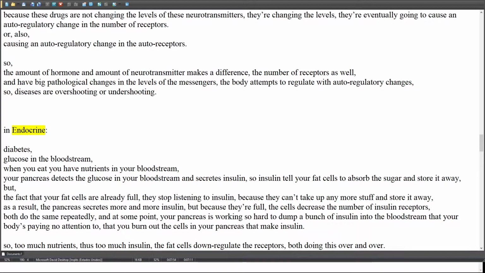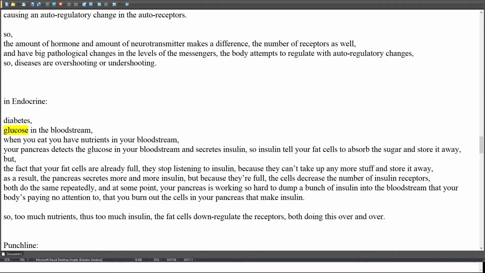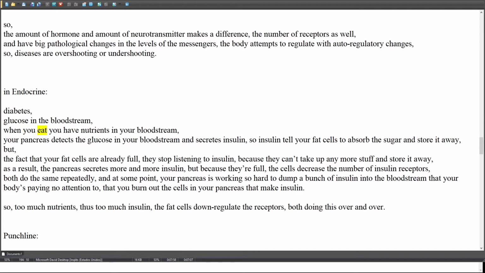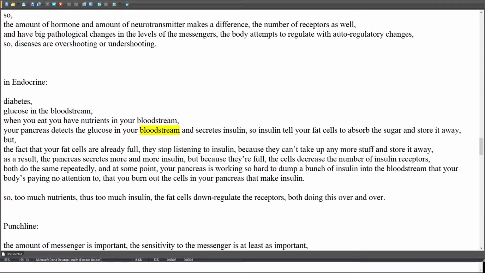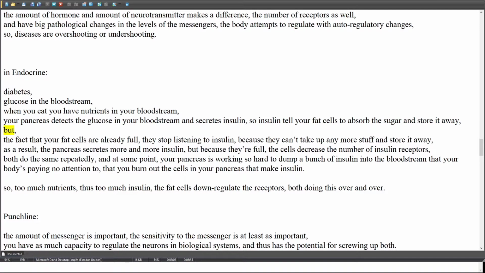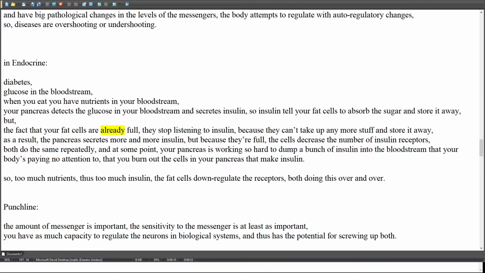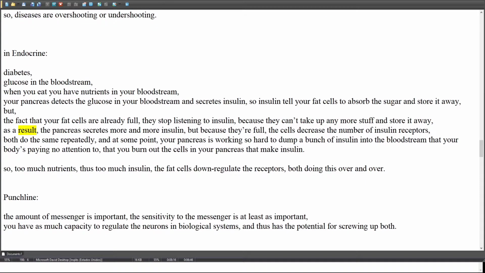In endocrinology, diabetes, glucose in the bloodstream. When you eat, you have nutrients in your bloodstream. Your pancreas detects the glucose in your bloodstream and secretes insulin, so insulin tells your fat cells to absorb the sugar and store it away. But the fact that your fat cells are already full, they stop listening to insulin, because they can't take up any more stuff and store it away. As a result, the pancreas secretes more and more insulin, but because they're full, the cells decrease the number of insulin receptors.